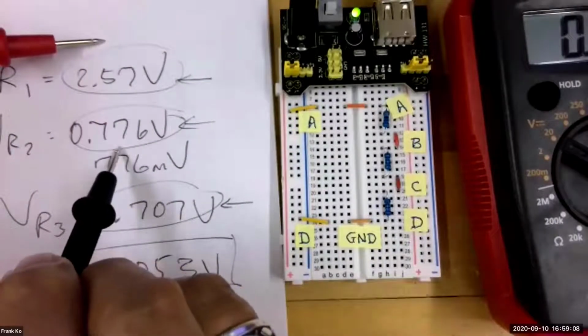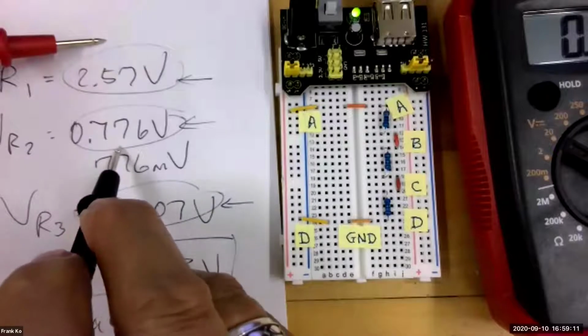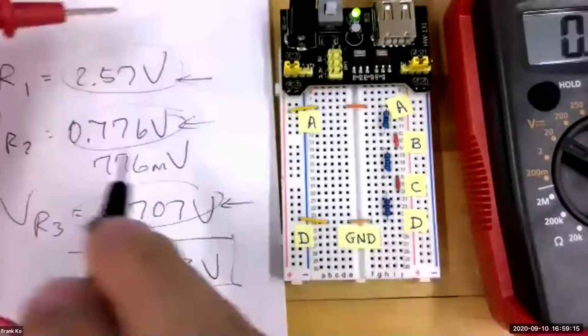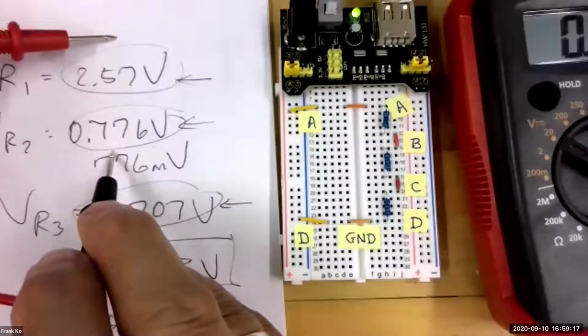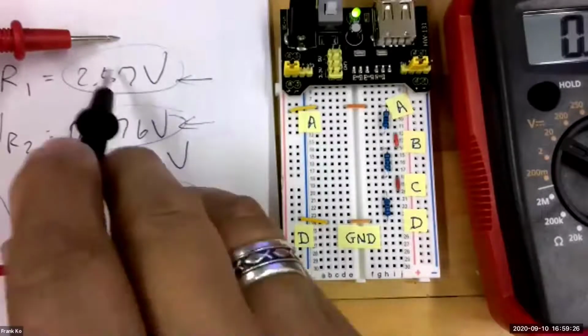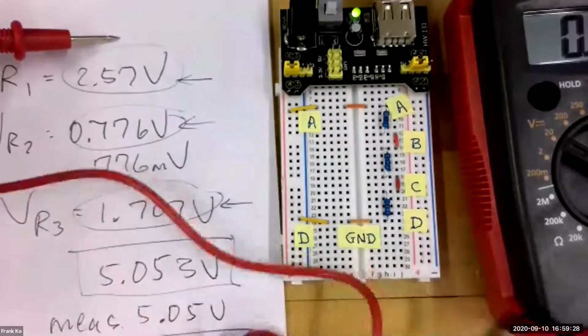What do you think we ought to do in order to predict how much my voltage is between A and C? Mr. Weiji, what do you think we should do? It's gonna be 2.57 plus 0.776. We should be adding these two, you're thinking? So let's do that on our calculators.